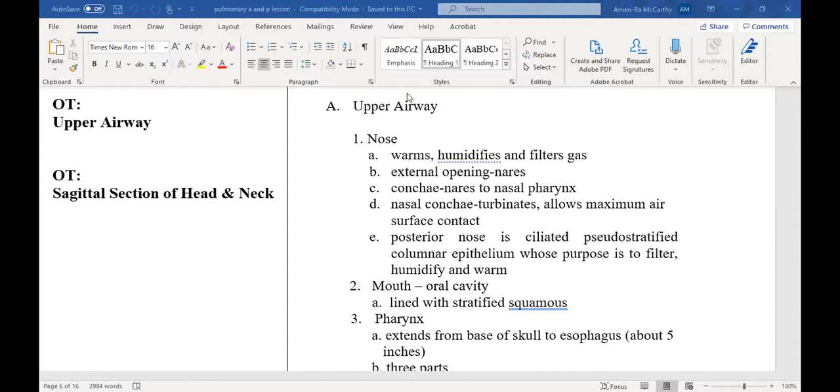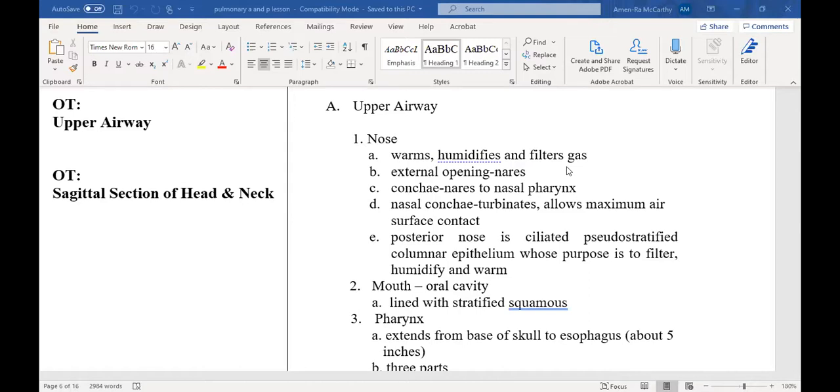But the basic thing I want you to see is it's gas. And when that gas enters into the body, it enters in through the nose first, right? And it's going to warm, humidify, and filter the gas. What's the job of the nose? Warms, humidifies, and filters the gas. That's what the nose is supposed to do, okay?